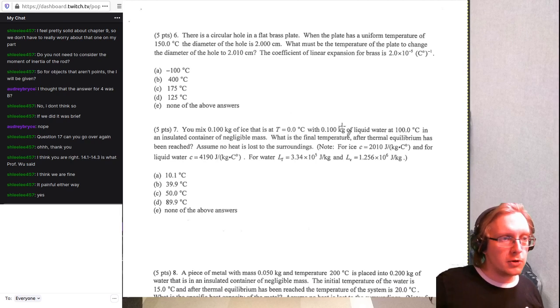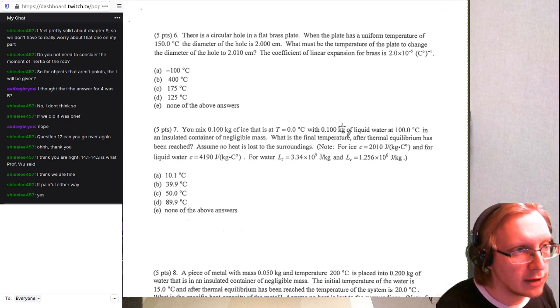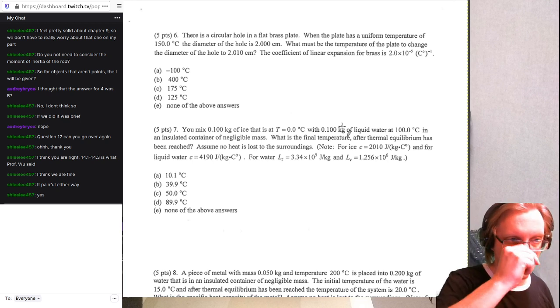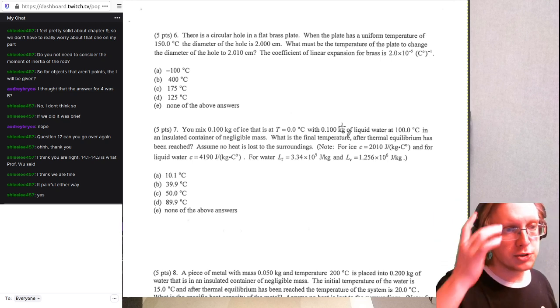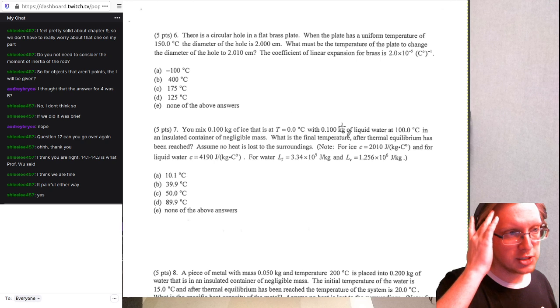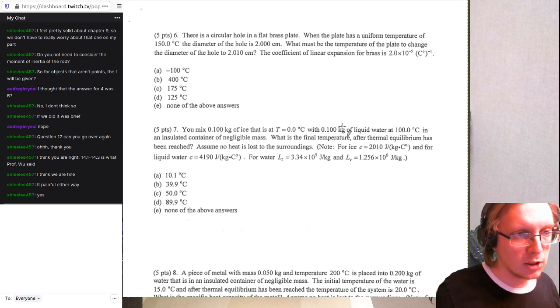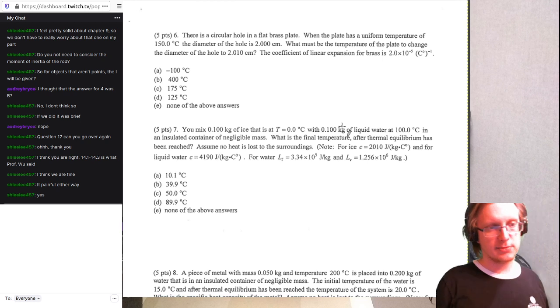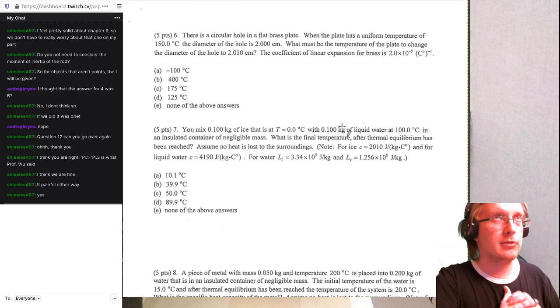There's a circular hole in a flat brass plate. When the plate has a uniform temperature of 150 centimeters, the diameter of the hole is 2 centimeters. What must the temperature of the plate be to change the diameter of the hole to this much? Coefficient of linear expansion for brass is this much. Alrighty. That's awfully handy of them.